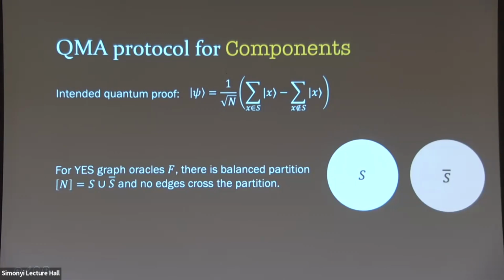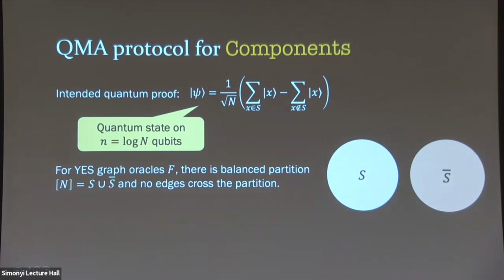So this is sort of an indication of where quantum power is coming in. It looks like it's the uniform distribution over all vertices, but there's this minus phase, which is something that doesn't exist in classical probability theory. And this minus phase helps the prover tell that there really are these two components. And this is a quantum state on little n qubits.